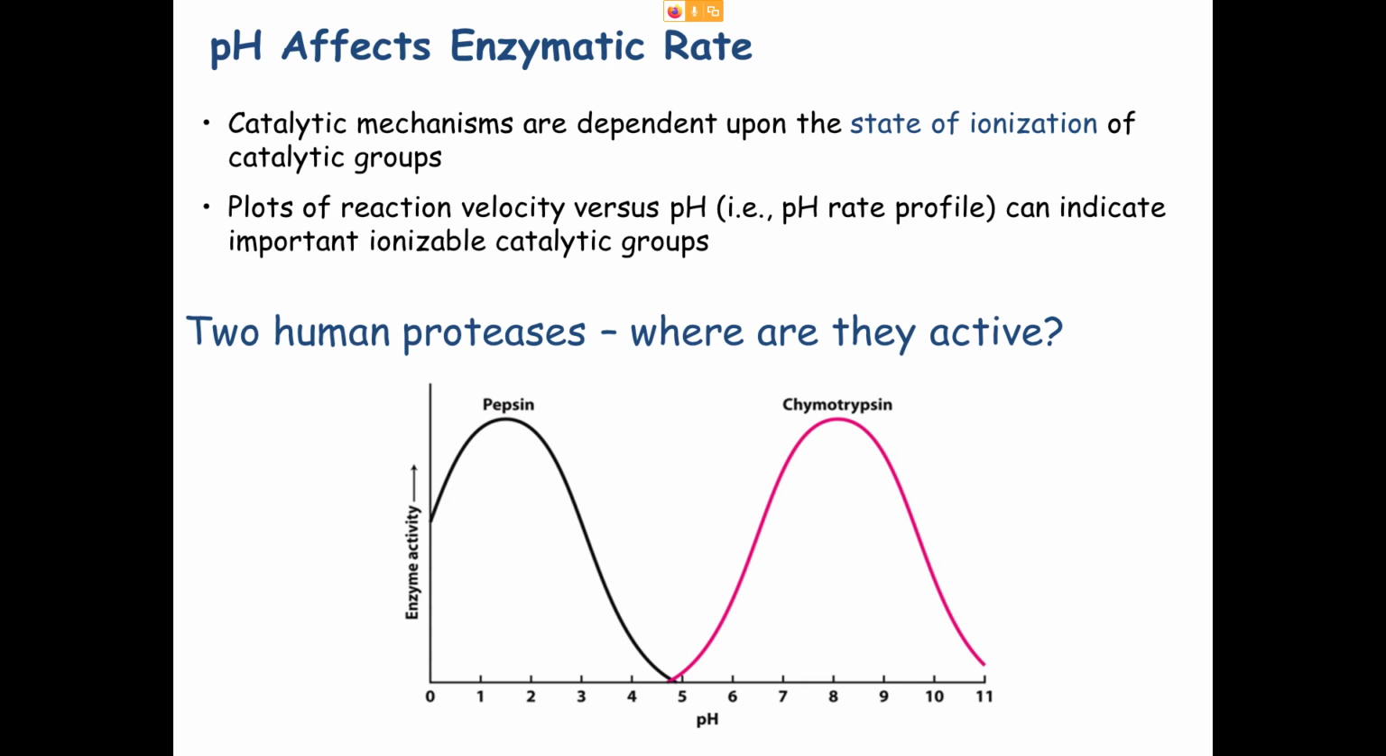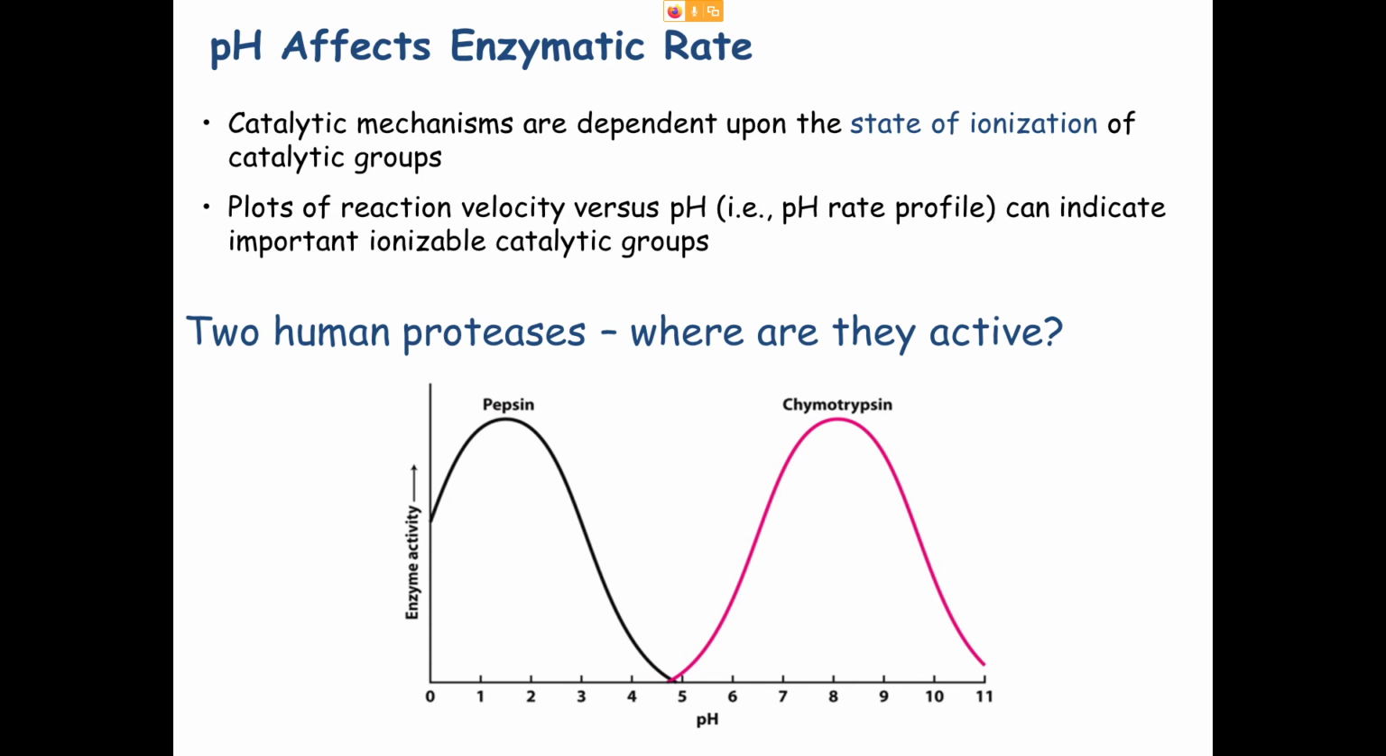Right? And then the question I said, 2 human proteases, where are these 2 enzymes found? Where are they active in the body? Well, pepsin is found in the stomach, which has a pH somewhere around 1 to 2, and that's where pepsin's most active, at pH 1 to 2. It evolved to be active in that environment. Chymotrypsin would not be active there at all. It'd actually fall apart, but it's not found there.